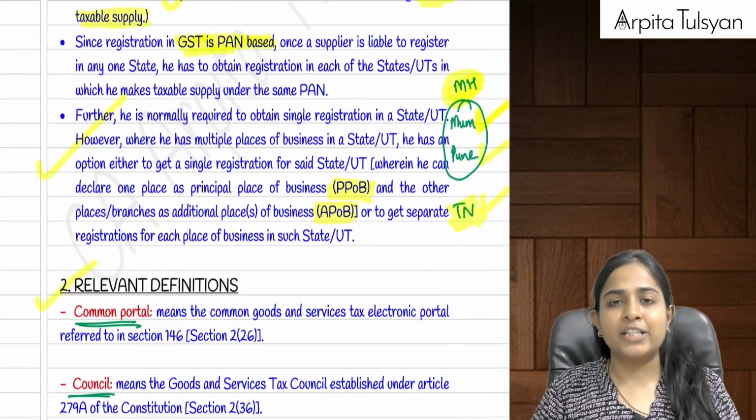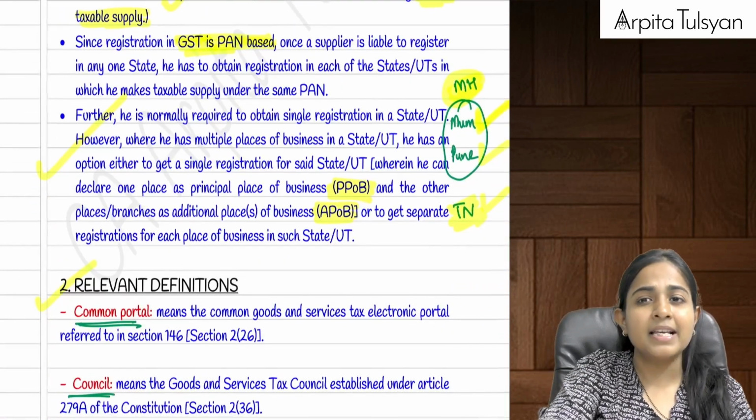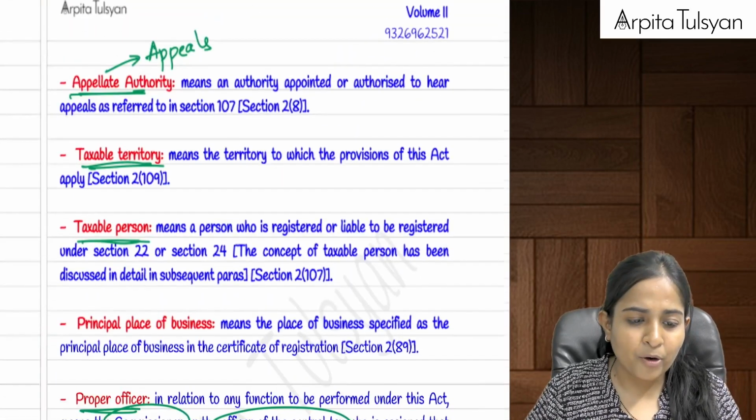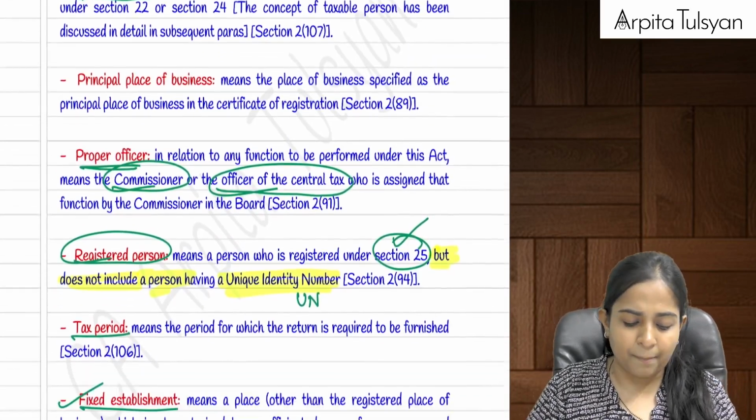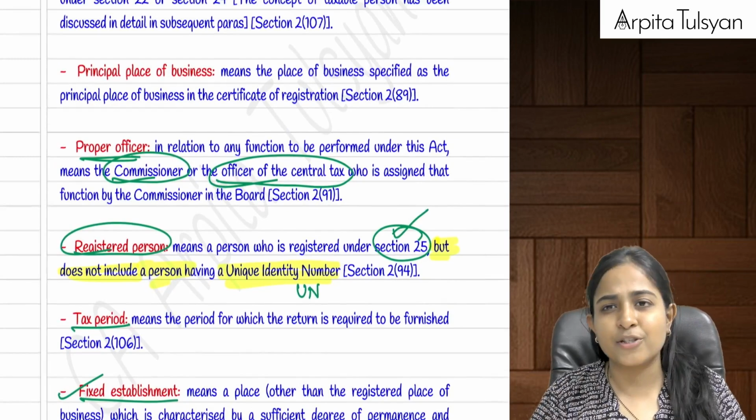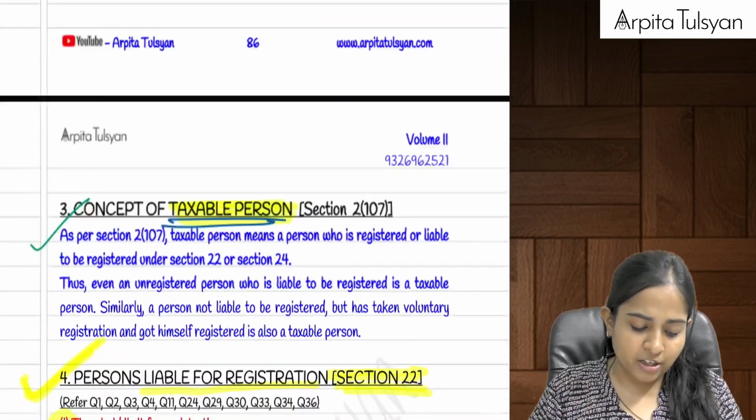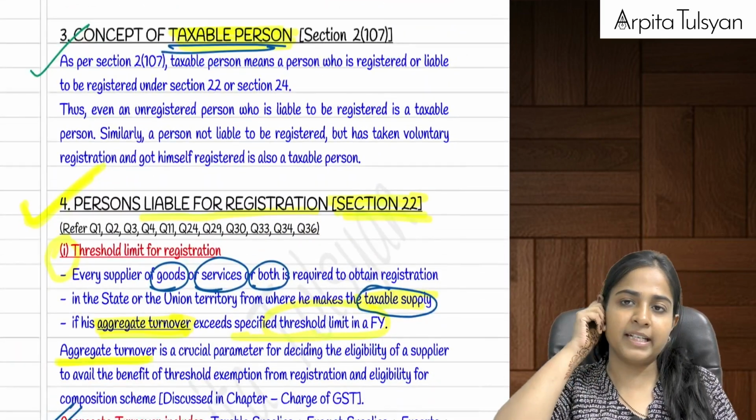Then going on to the next part where we discussed definitions. In definitions, one of the most important definitions here is of the taxable person. The rest of the definitions you can manage. The most important definition here was of the taxable person, which we have seen in detail also.